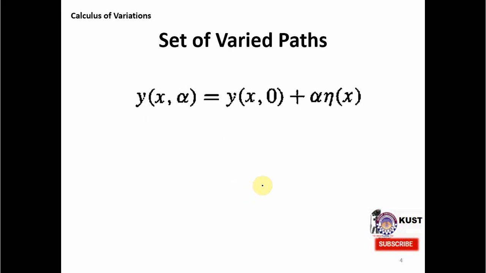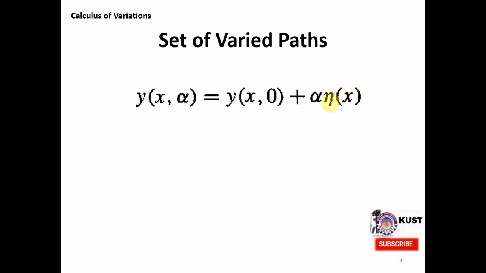We can do this by putting the problem into the calculus of variations, and we will construct a path which depends upon the x variable and also another variable alpha. We introduce the variable alpha in order to make the variations of the paths, and this will be equal to y at alpha equal to 0. Here the value of alpha is equal to 0, and this will be the actual path, plus alpha times some other function.